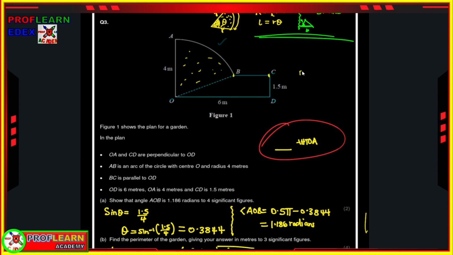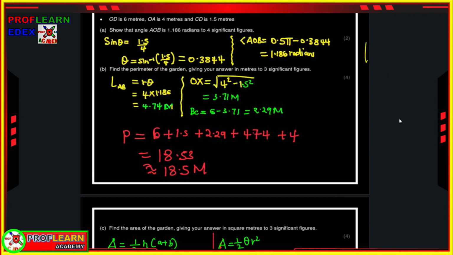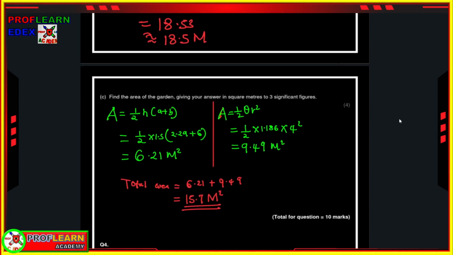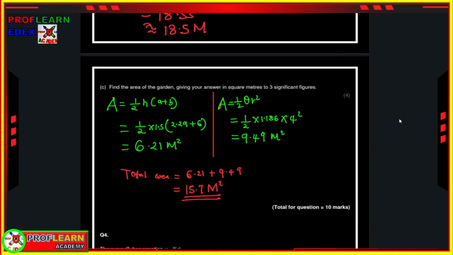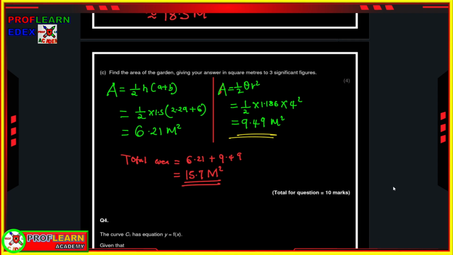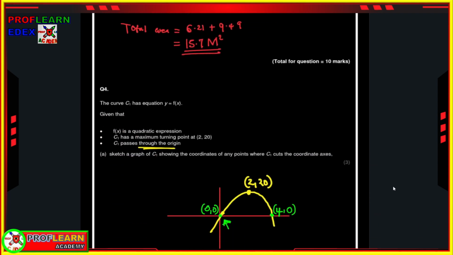Then we can apply the area of a trapezium, which is half h into a plus b, where this will be our a, this will be our b, and this will be our h. Substituting that into the formula, we get the area of the trapezium being 6.21. The area of the sector, we said, is a half r squared theta, which I got as 9.49. If I add the two, I get a total of 15.7 meters squared.